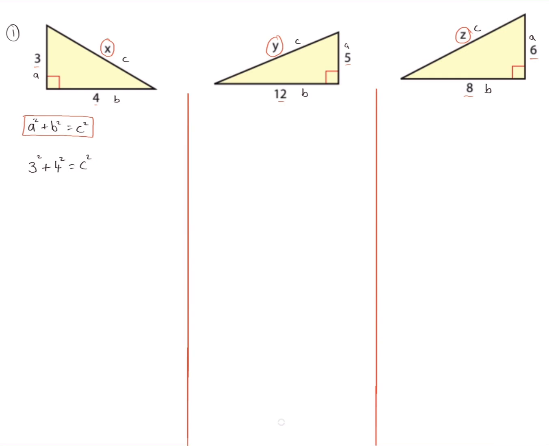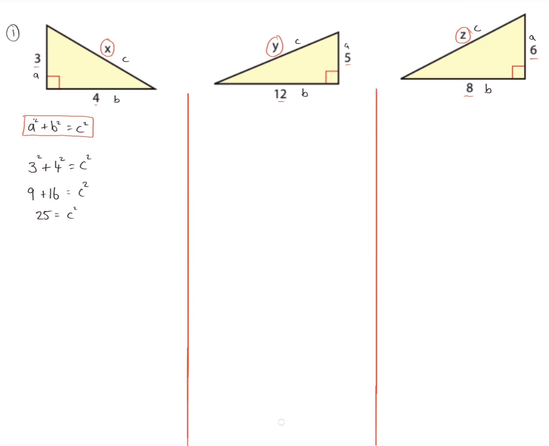So now, 3 squared means 3 multiplied by 3, which is 9. Plus 4 squared. 4 squared is 4 multiplied by 4, so that's 16. So 9 plus 16 equals C squared. So 9 plus 16, that's 25, equals C squared.